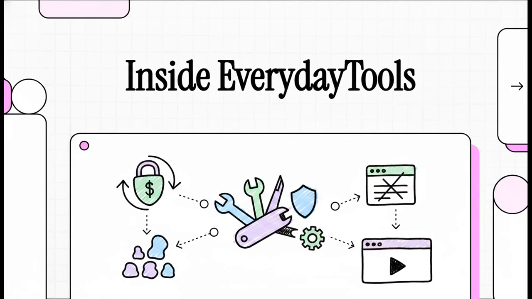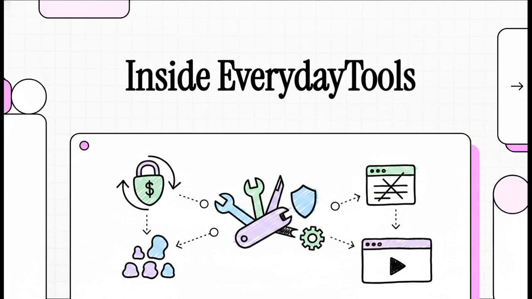Welcome to This Explainer. Today, we're tackling something I know drives absolutely everyone crazy. Those pesky digital chores that suddenly become massive roadblocks. You know exactly the ones I'm talking about. The tasks suddenly blocked by paywalls, intrusive ads, and sketchy privacy policies.